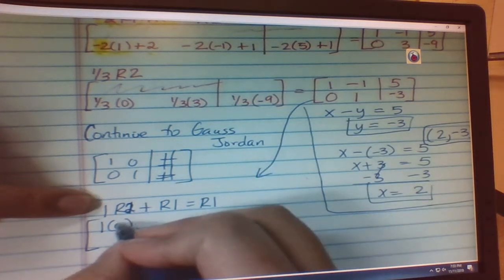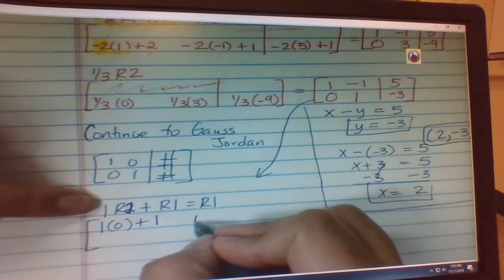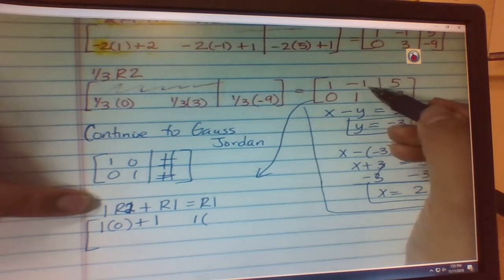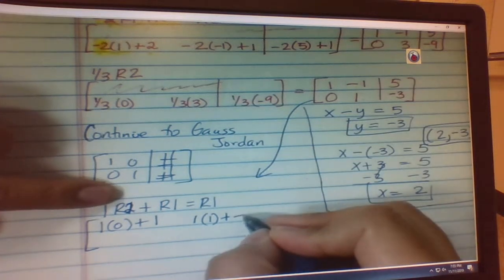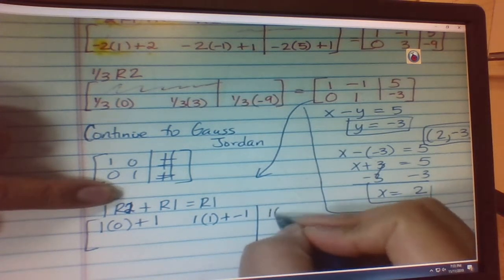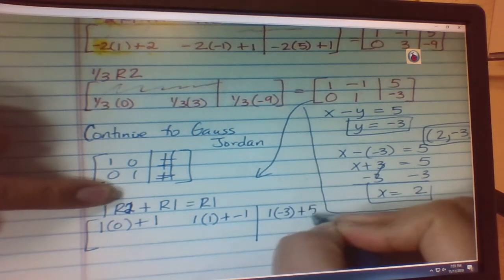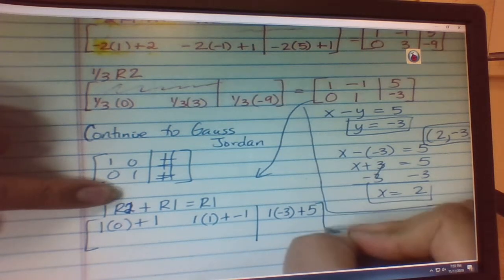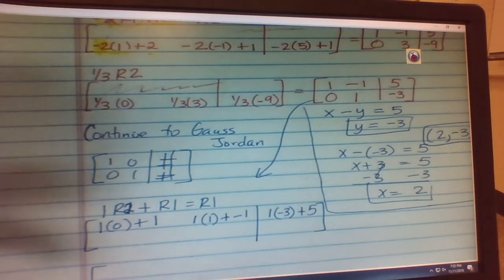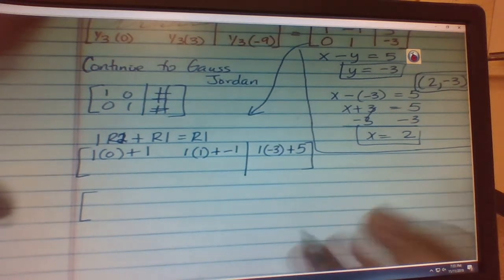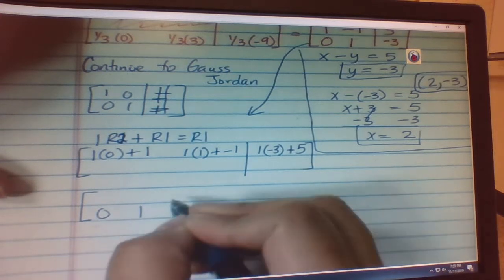who's in my row 2? 0. The 0, plus my row 1, which is a 1. 1 times row 2, who's in my row 2? 1, plus my row 1, which is a negative 1. 1 times row 2, which is a negative 3, plus my 5. Now, that's the math. The answer comes when you calculate it. Now, who did not change? Row 2. So this is 0, 1, negative 3.